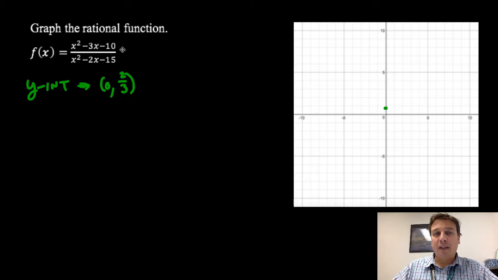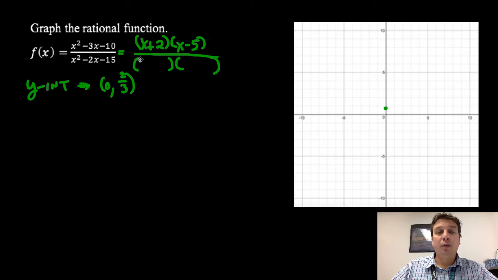So now let's go ahead and factor. I'm going to factor both the numerator and the denominator. If we factor this, the first terms in each are x. The signs are different, so plus, minus. Now I'm looking for factors of 10 that differ by 3, so that will be 5 and 2. Then we set up the same thing with the denominator. Again, plus or minus because I have a negative sign here. Factors of 15 that differ by 2, so that will be 5 and 3.